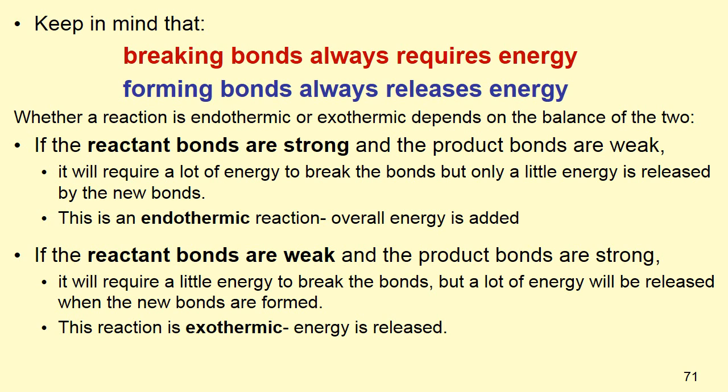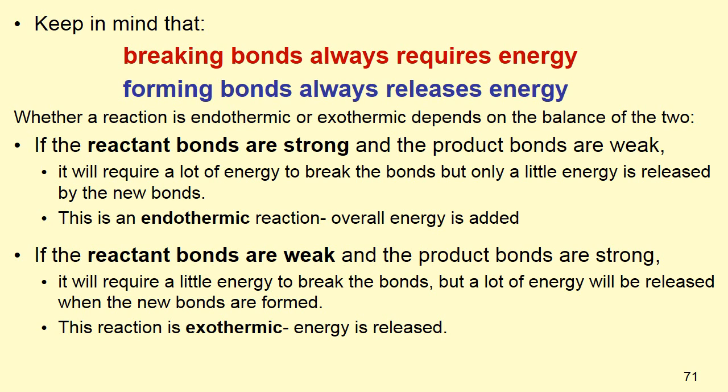What if the reactant bonds are weak? If the reactant bonds are weak, it doesn't take very much energy to break them. And then if the products are strong bonds, they will give off a lot of energy. So if it takes a little bit to break them and then you get a lot back, then overall you will release energy, and this is an exothermic reaction. So you always hear, oh, there's energy stored in those bonds. Well, it really is a balance between what kind of bonds they are.